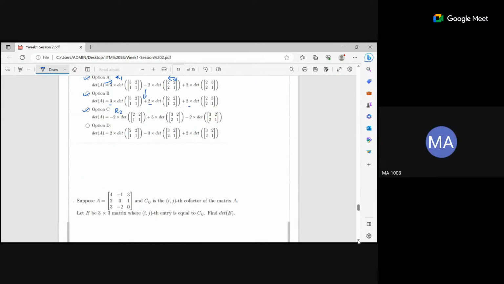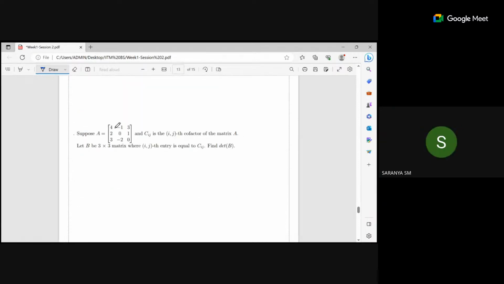Okay. Now let's move to the next problem. Suppose you are having this matrix. Can you explain option 3 once again?